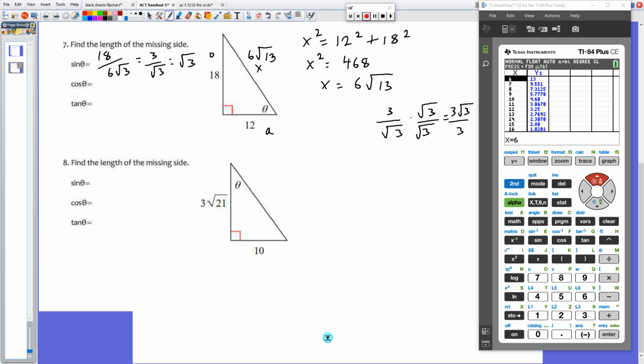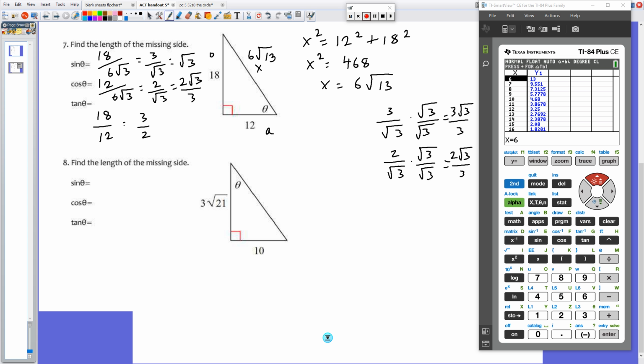Cosine. I'm going to take my adjacent and put that over the hypotenuse. Reduce the 12 and the 6. That gives me 2 over the square root of 3. Follow me back over here. Multiply top and bottom by the square root of 3. That gives me 2 radical 3 over 3. And tangent is opposite over adjacent, and that'll reduce a lot nicer by taking out a 6, 3 over 2.